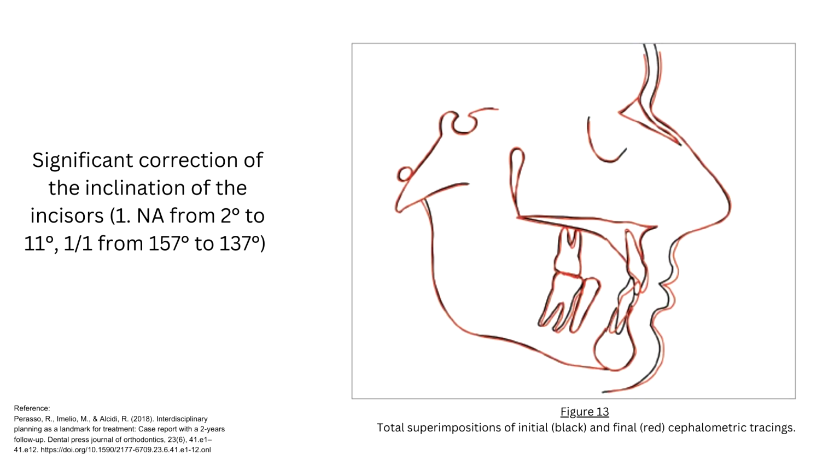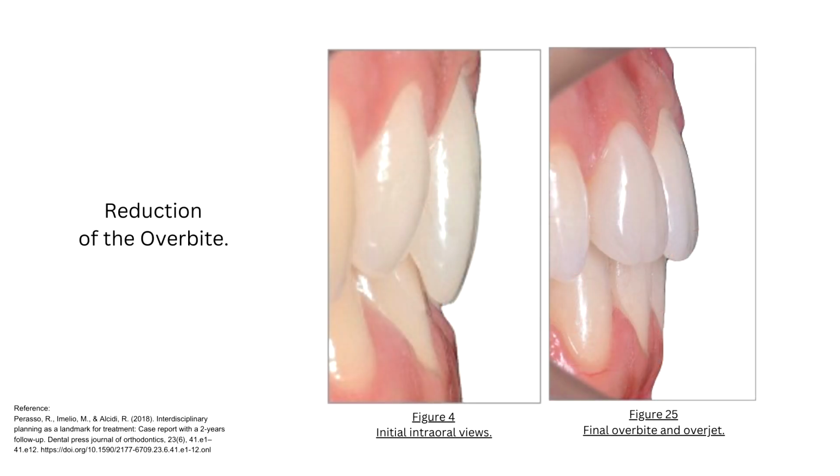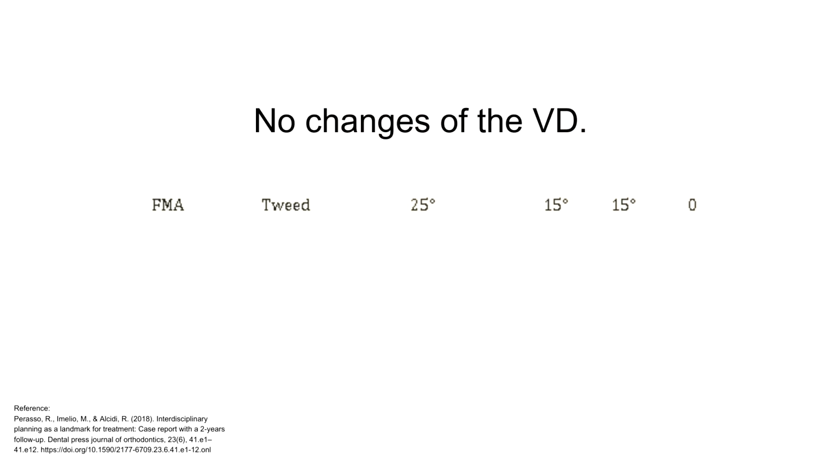Significant correction of the inclination of the incisors from 2 degrees to 11 degrees, and from 157 degrees to 137 degrees inter-incisal angle. Reduction of the overbite. As you can see, before and after the treatment, this was also shown in the cephalometric analysis, the changing of the interincisal angle and the NA Steiner's analysis angle. No changes of vertical dimension were observed.